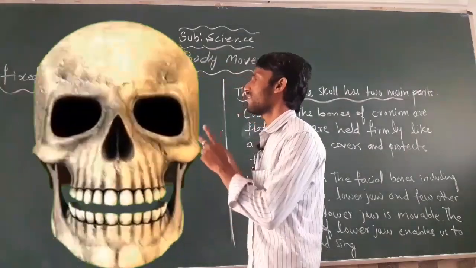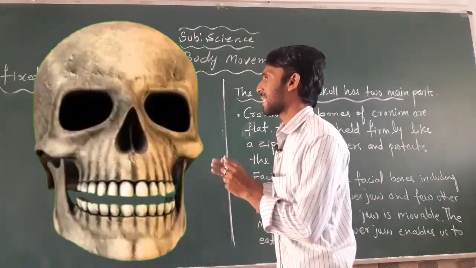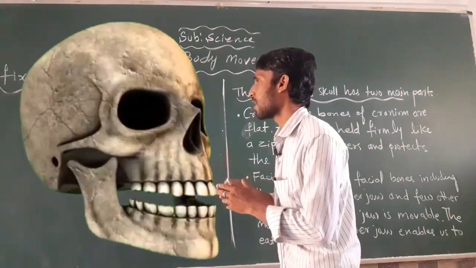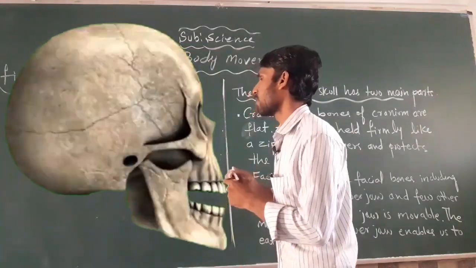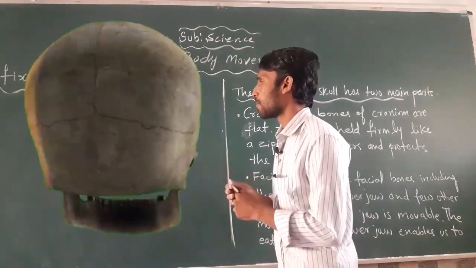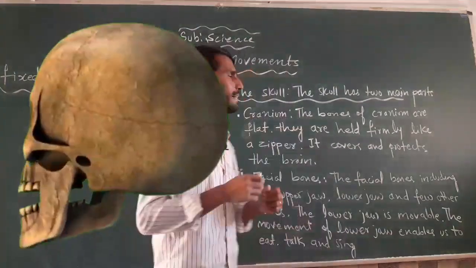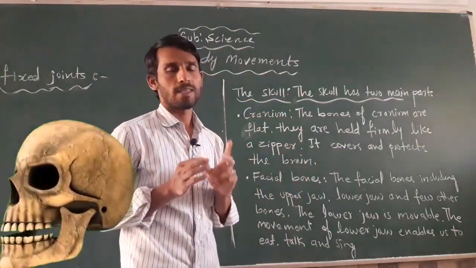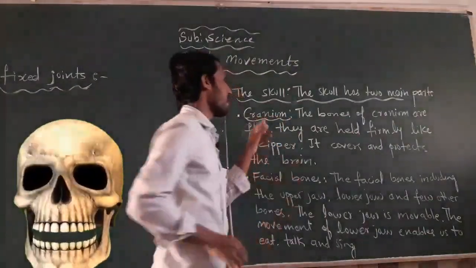Okay, we have different parts in the skull system: lower jaw, upper jaw, cranium, and eye sockets. Yes friend, in this skull system we have so many parts. Look at this picture. We have cranium, upper jaw, lower jaw, eye sockets, facial bones. Okay, yes, this is our skull. Let us see some points regarding the skull. The skull has two main parts. First one is the cranium.